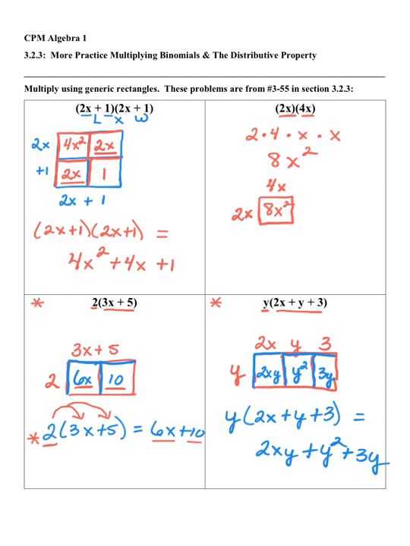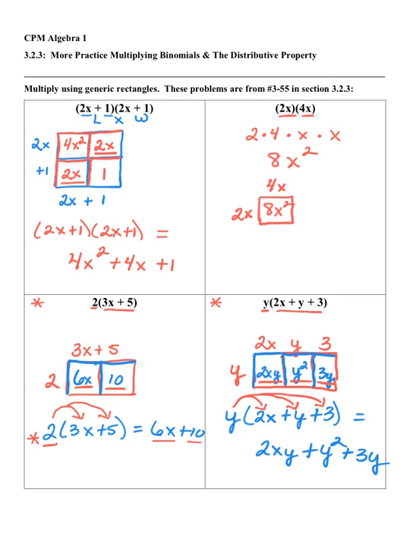The 2xy came from taking the y on the outside and multiplying it by the 2x on the inside, and that gave us the area of our first block. The y squared came from taking the y on the outside times the y on the inside, and that gave us the area of our second block. And the 3y came from taking the y on the outside, multiplying it by the 3 on the inside to give us the area of our third block.